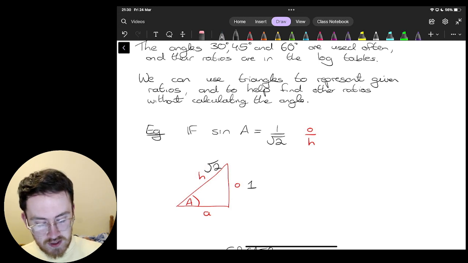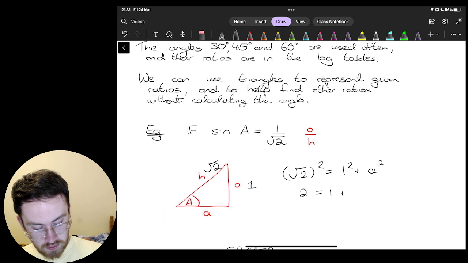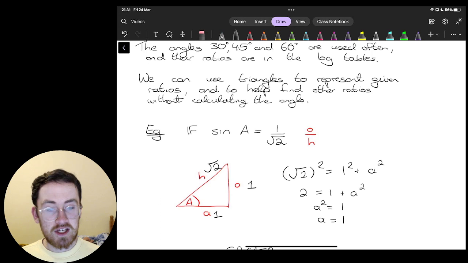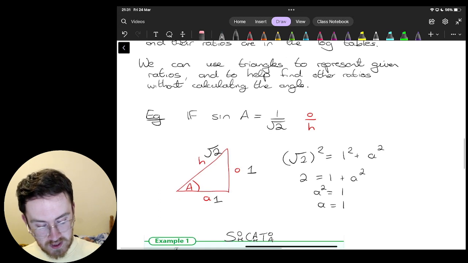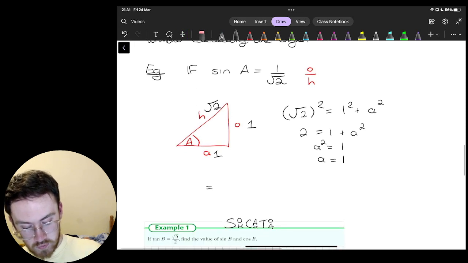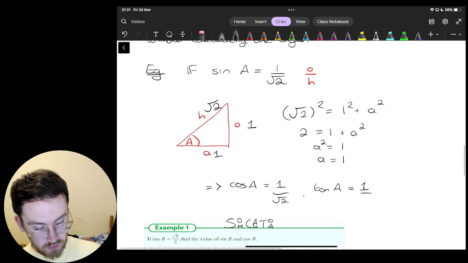Now to find my adjacent, I can use Pythagoras. So √2 squared is 1 squared plus adjacent squared. So 2 is 1 plus adjacent squared. My adjacent squared is 1, which means my adjacent side is also 1. Okay, so I get that my adjacent side is 1, and from that I can write out that cos of A is 1 over root 2, and tan of A, which is opposite over adjacent, would be 1 over 1.